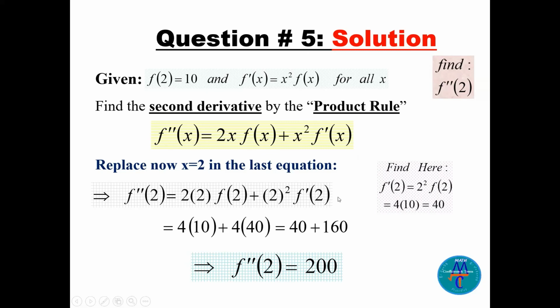Now on the right side here, I would like to show you how to find f prime at 2. So I take this given equation. F prime at 2 will be 2 squared times f of 2. F of 2 is given here as 10. So 4 times 10 will be 40. So f prime of 2 is 40, and this is 4, and this is 2 times 2 is 4. F of 2 also is 10. So 40 plus 160, f double prime at 2 is 200.